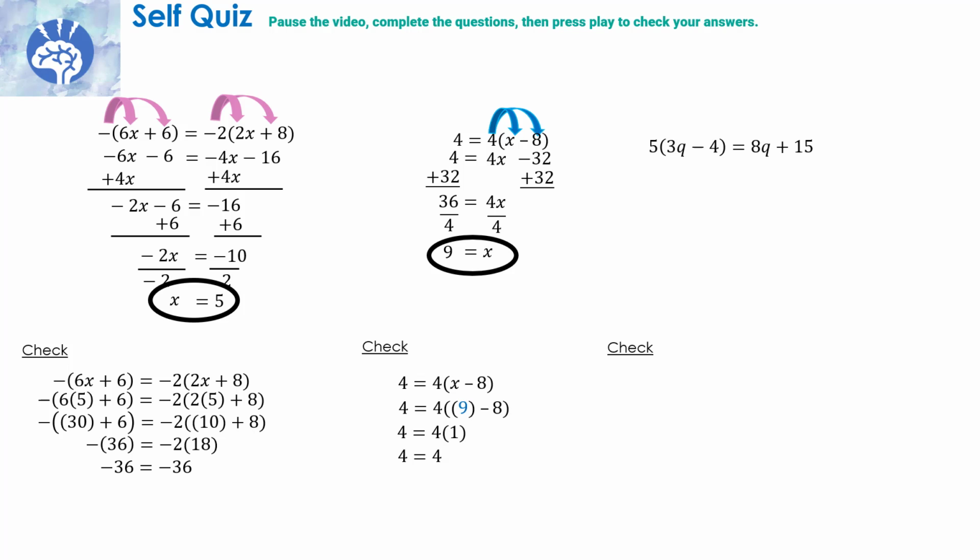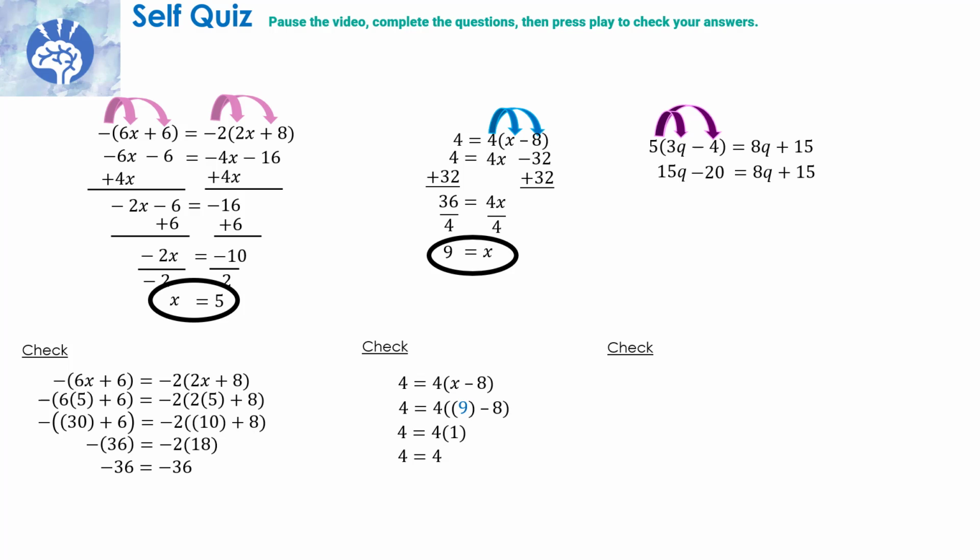5 times 3q minus 4 equals 8q plus 15. On the left side, we have the distributive property, so let's do that first. 5 times 3q is 15q. 5 times negative 4 is negative 20. On the right side, we just leave it alone. There's nothing to do. When I look at the left side, I cannot collect like terms. On the right side of the equal sign, I cannot collect like terms either.